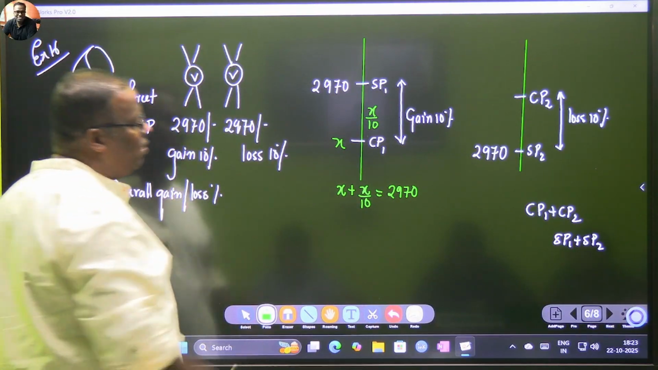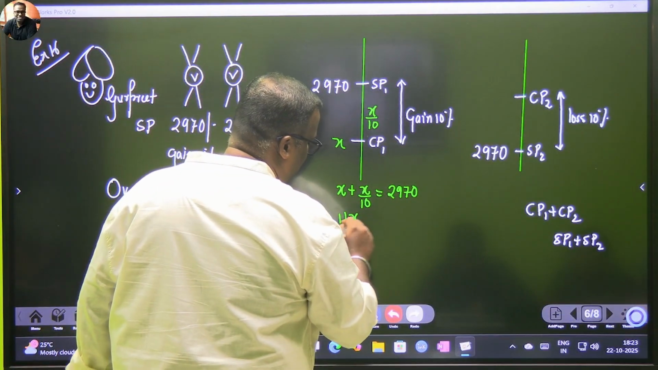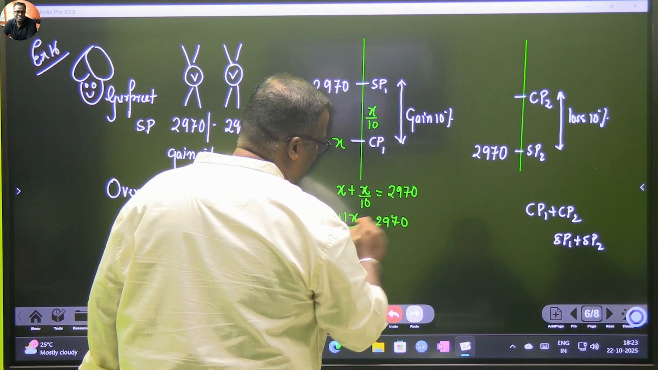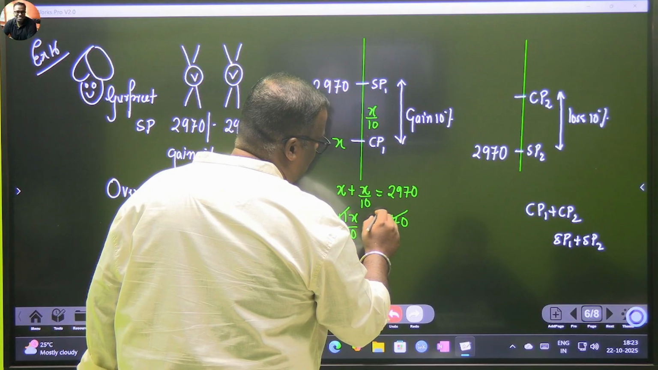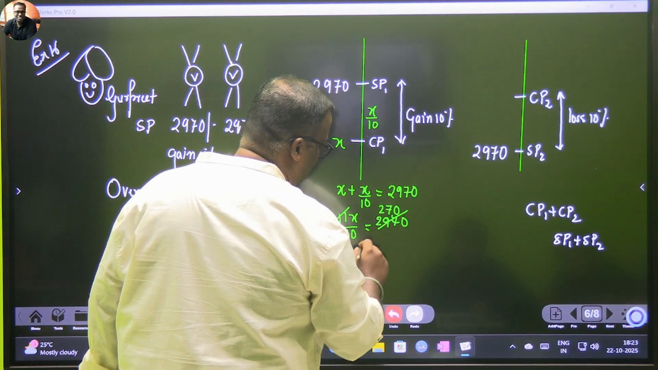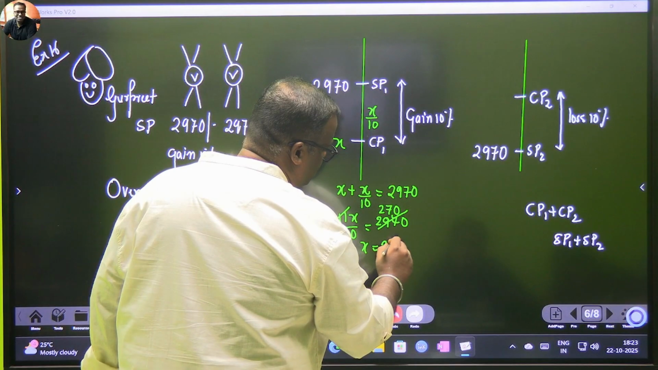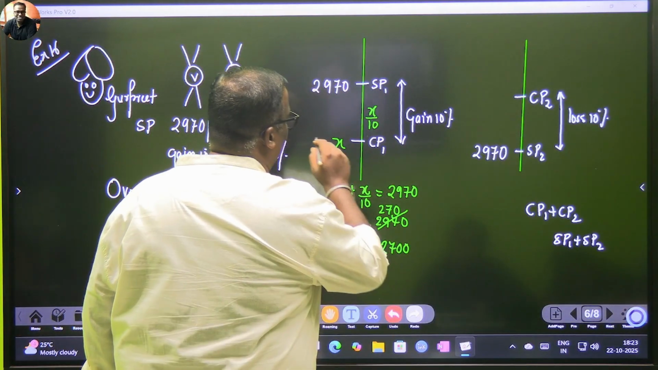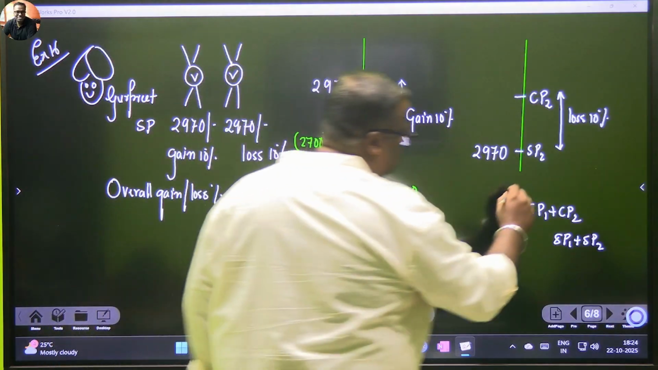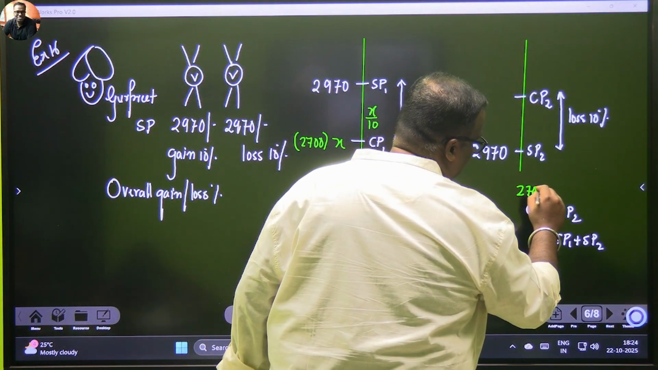This is 11x. 11x by 10 gives me 2970. So let's see if it divides by 11 or not. 11 2s are 22, 7 7, 11 7s are 77, 11 zeros are 0. So the x value is 2700. So we have found this value, 2700.